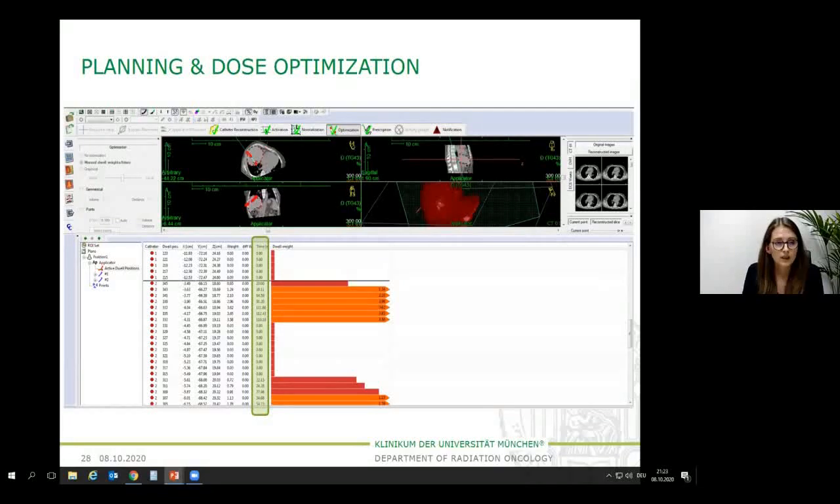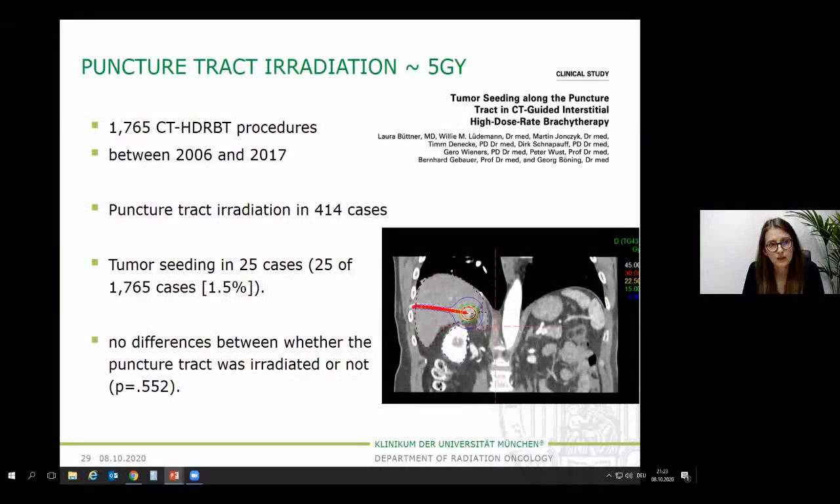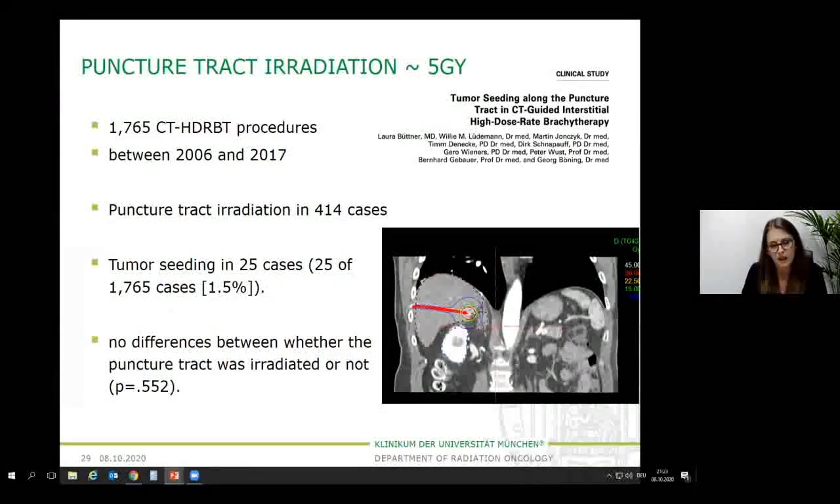One thing I want to point out is that in our institution, we always also treat the puncture tract. As you can see in this image, we have a very low dose of around 5 gray. We put it into the entire treatment tract, the needle tract up to the skin.